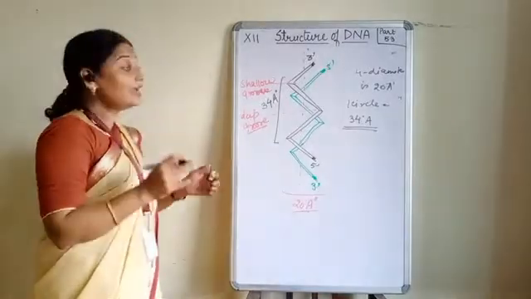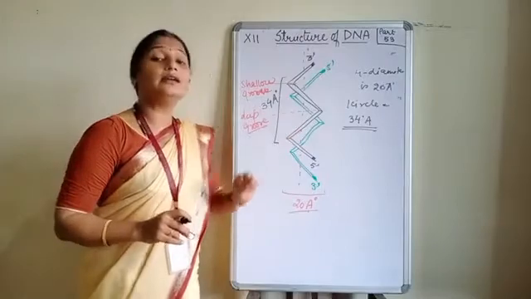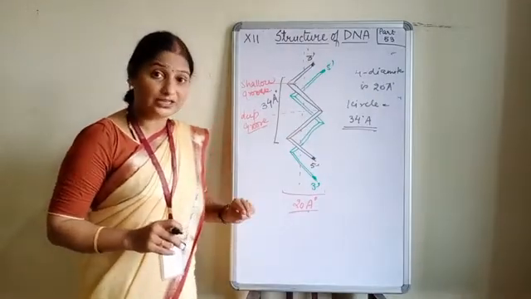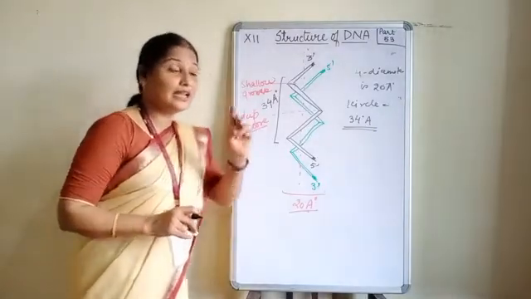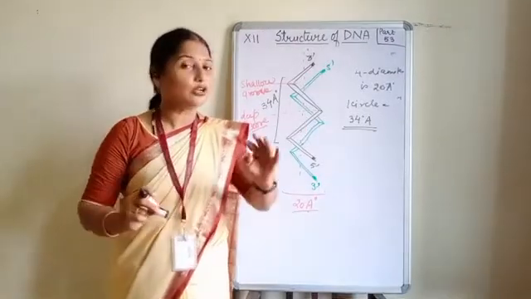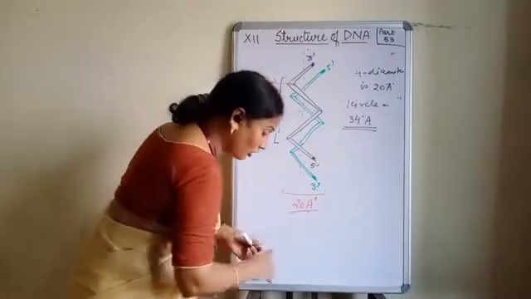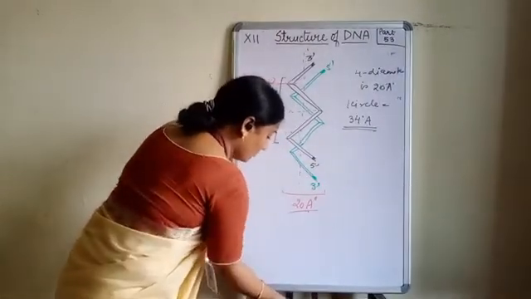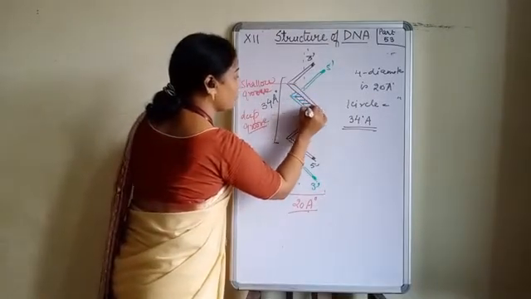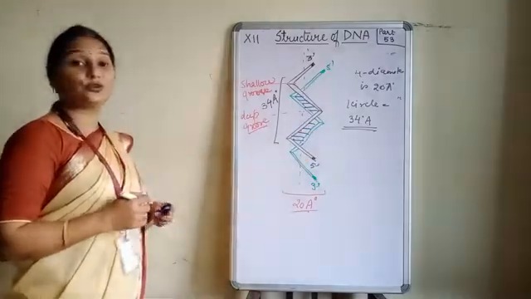Now children, in between 34 angstrom, there are 10 nitrogen base pairs. 10 nitrogen bases. As I told you that A is equal to T, C is equal to G. So ATCG all together there are 10 nitrogen bases. So if we draw these nitrogen bases, then what we can see, suppose I start from here 1, 2, 3, 4, 5, 6, 7, 8, 9, 10. Now suppose these are the 10 nitrogen bases.